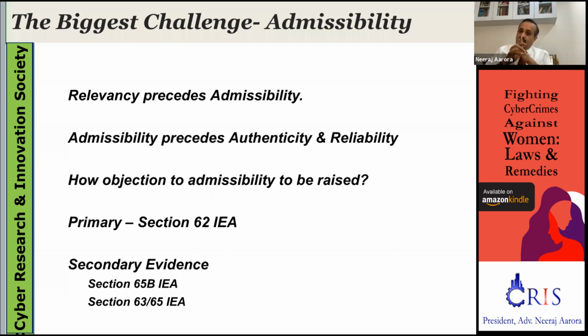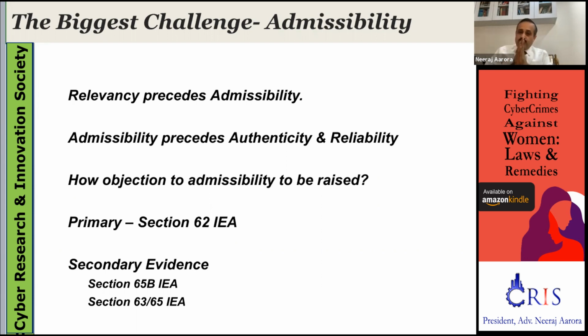Relevancy would precede admissibility. So first you have to show the court that the evidence you are relying upon is admissible. The second thing is that admissibility will precede authenticity and reliability. That means first you have to prove the admissibility, then only the question of authenticity and reliability will come.